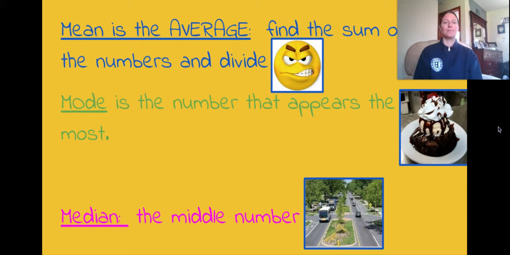So again, mean is the average. Find the sum of all the numbers and divide by the amount of numbers. Median is the middle number. And mode is the number that appears most often.